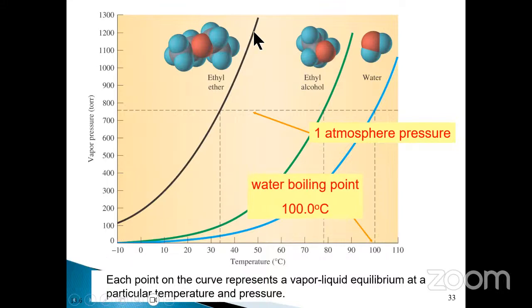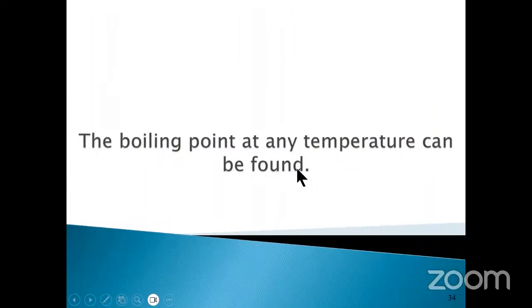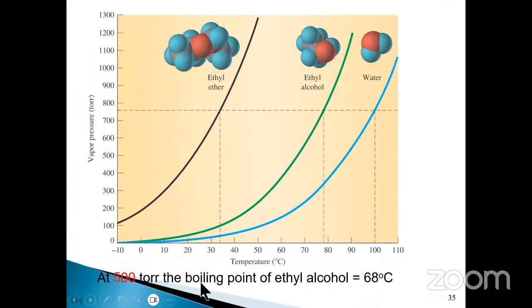So basically, if you have a plot like this, you can easily determine what the boiling point is under various conditions of pressure, all right? Which is the point of the next graph. So let's say, for example, you want to find out what the boiling point of ethyl alcohol is at 500 torr. Well, 500 is here. You draw a line across where it cuts the curve for ethyl alcohol, and then you draw the vertical line down where it cuts the x-axis. That would be the boiling point of ethyl alcohol at 500 torr pressure, all right?